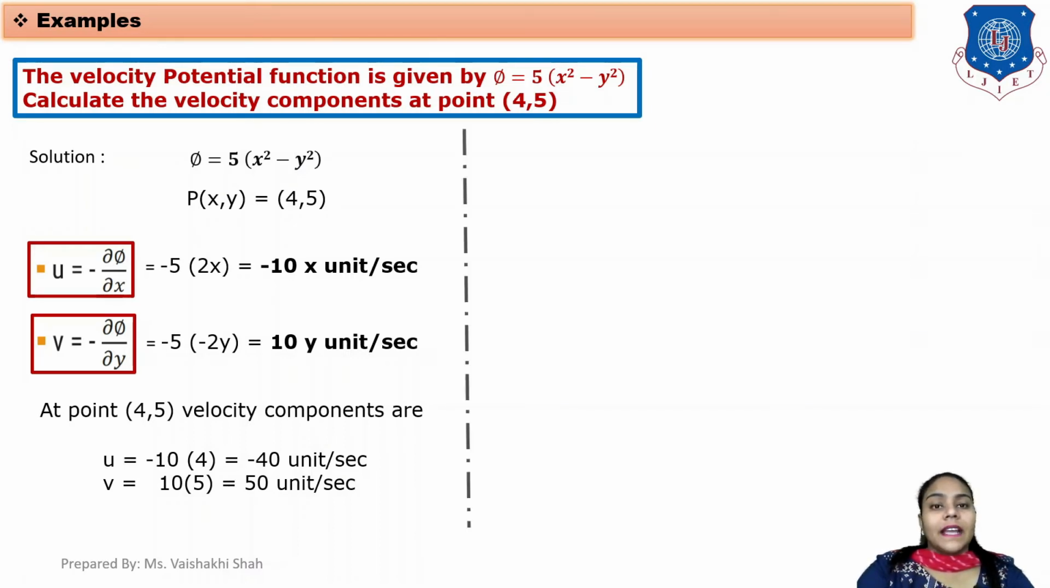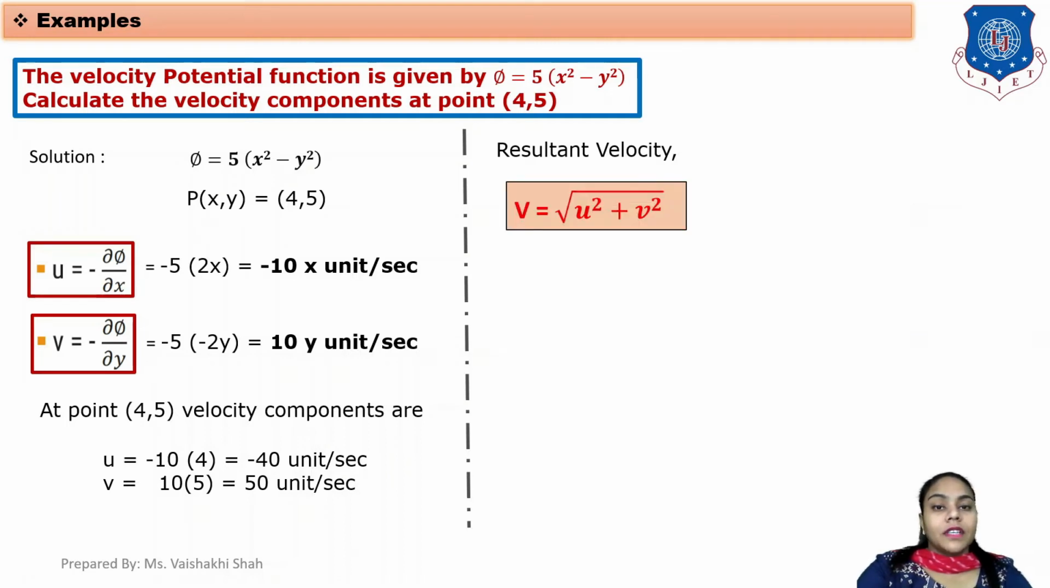Now, if in this example it is asked or not asked, you have to find out resultant velocity. It is compulsory to find out resultant velocity after finding u and v. So, the equation for resultant velocity is capital V equals to under root u square plus v square. Now, we know the value of u and v. So, under root minus 40 square plus 50 square, which is 64.03 unit per second. This is the answer for resultant velocity.